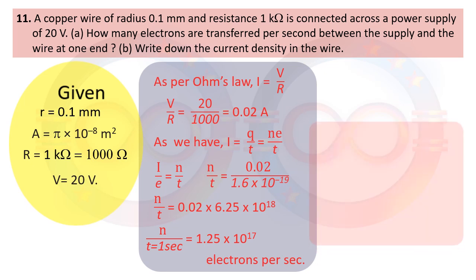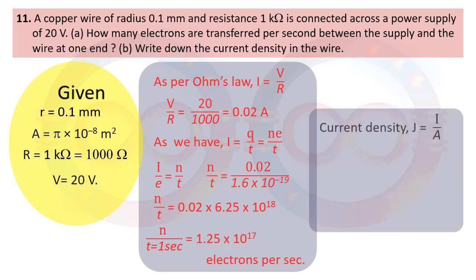Now the next part of the question, that is B, it said write down the current density in the wire. So to calculate the current density, what we require is J, that is current density, is equal to current per unit area, and current here is 0.02, area of cross section is 3.14 into 10 raised to minus 8.